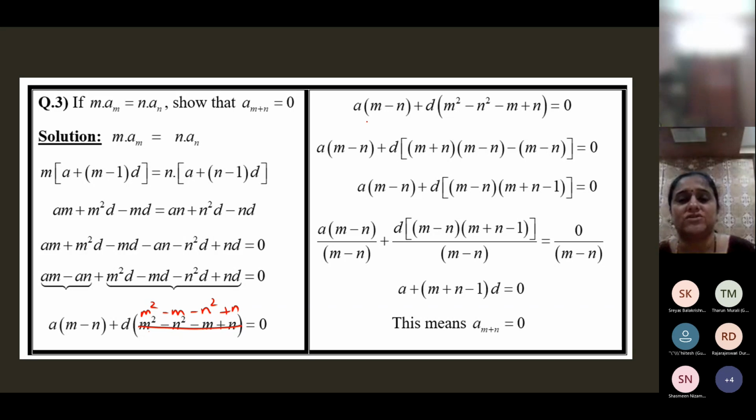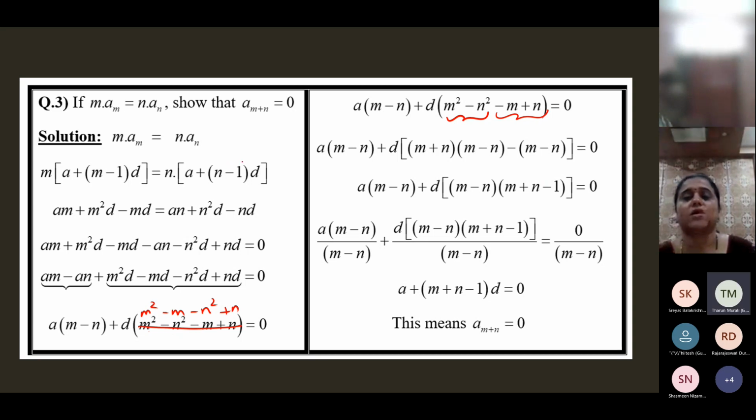In the next step, you can rearrange a into m minus n. You can see the same step here, a into m minus n. Then you can rearrange plus d into, write m square minus n square, like gather these two, and then minus m plus n. Am I clear? Am I clear, children?